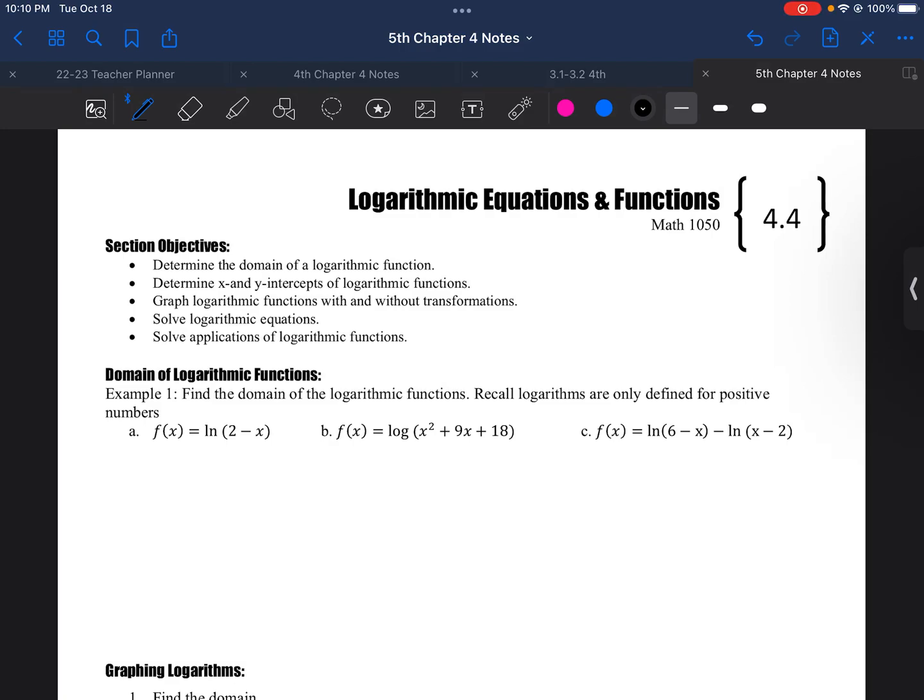Hello, students. Turns out Mrs. Boyce has COVID. Yay, so fun. So we're going to go ahead and do a video for the 4.4 notes.